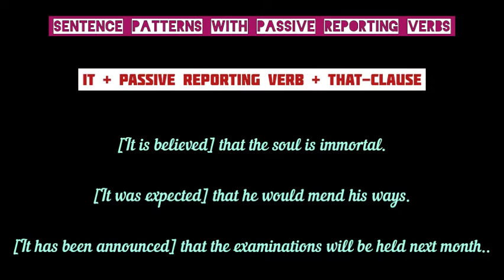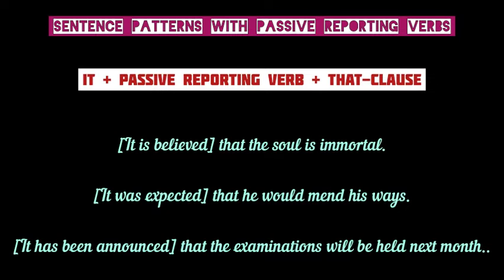For example, it is believed that the soul is immortal. In this sentence, the reporting verb believe is in the passive voice simple present tense. This is the language of distancing. The passive reporting verb indicates that the believer is not known, but the speaker is distancing himself from this belief.